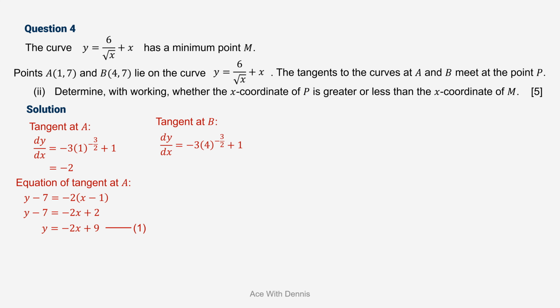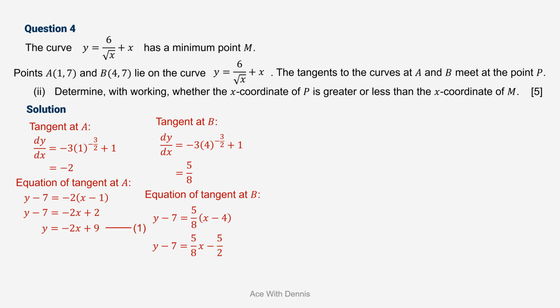Substitute x equals 4 into dy over dx, it becomes negative 3 times 4 to the power of negative 3 over 2 plus 1. And we calculate, we get 5 over 8. And then we can find the equation of the tangent at point B using y minus y1 equals m times (x minus x1). It becomes y minus 7 equals 5 over 8 times (x minus 4).